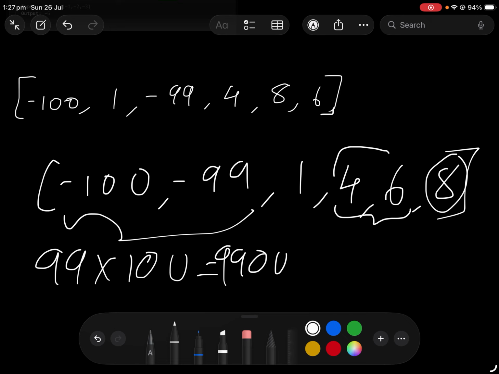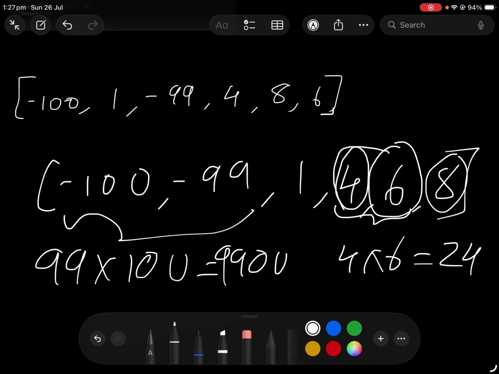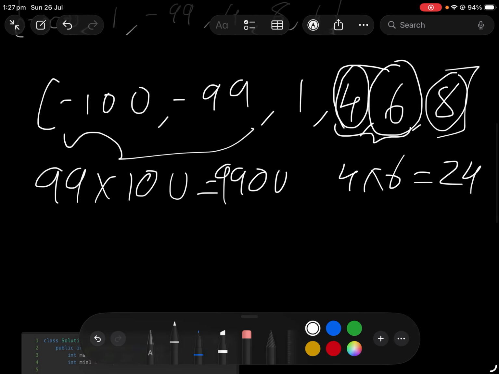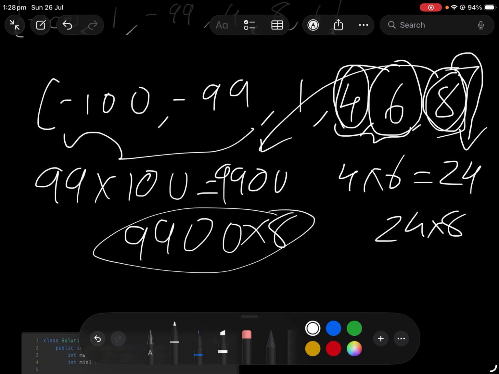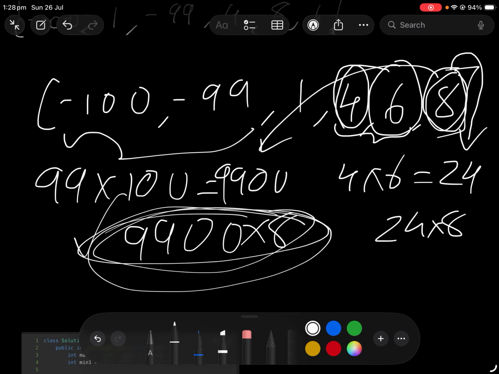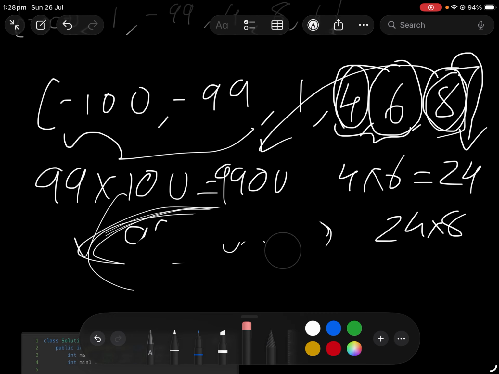And then I'll multiply the third largest and second largest number, 4 and 6. Then I'll take the largest number, 8, and multiply that with this number, and take this number and multiply with this two. So this is 24 into 8 and 9900 multiplied by 8. Obviously this will be greater, and I'll return the answer I get from multiplying 8 into 9900. So this is the algorithm.